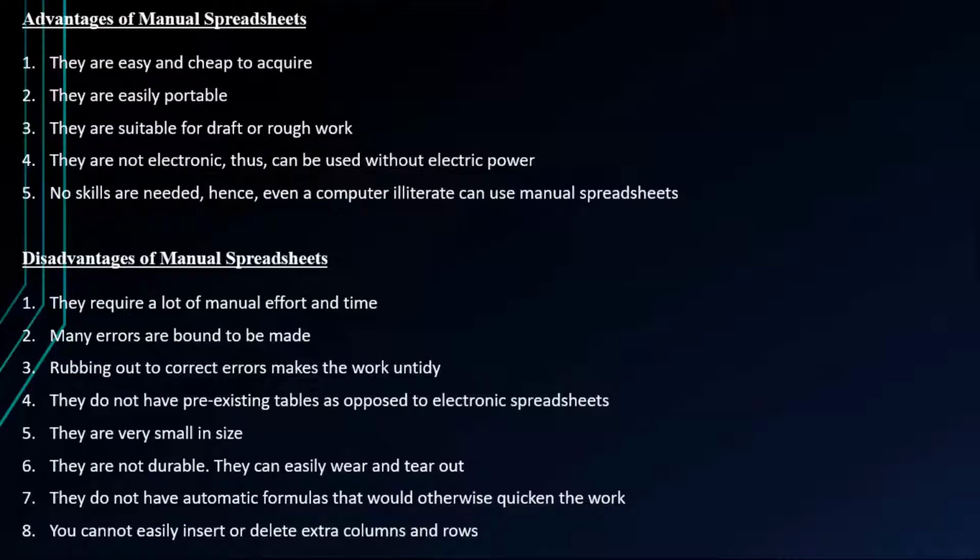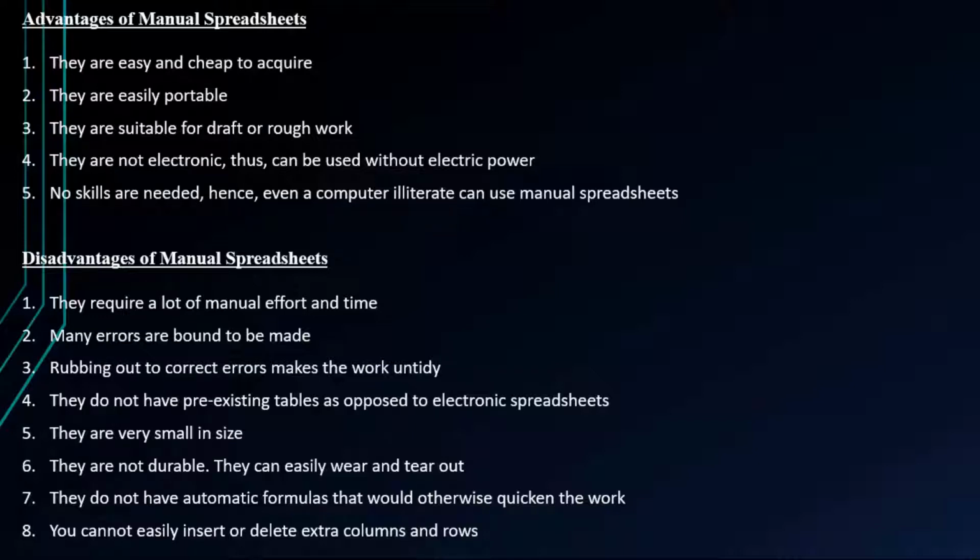Or take a scenario where a fire breaks out in your house and you have this book in the house. This book, whether you like it or not, is going to burn unless the book is made of metal, which is impossible. So these things can easily get damaged. They can easily tear. They're not durable.